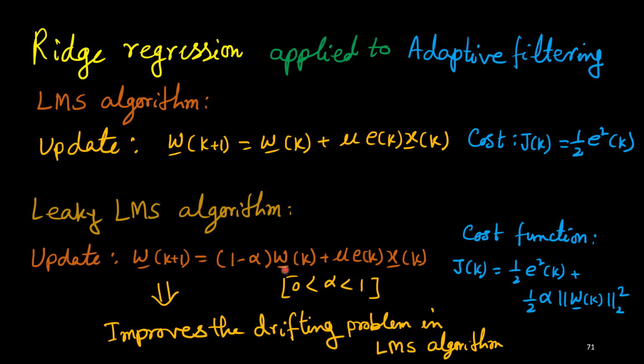So this alpha is coming here: 1 minus alpha in wk. This update is called leaky LMS. Here alpha is within 0 to 1. So leaky LMS basically improves the drifting problem in the LMS algorithm.